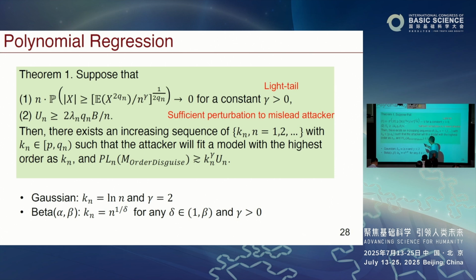But the main message is that if the tail of x is not too heavy, and the utility loss is not too small, then we can guarantee the privacy level to be a power of Kn, where Kn is increasing to infinity, times Un. Therefore, this story is quite promising. Why? Because you see, for a given utility level, there is a multiplier of Kn to some power gamma. Therefore, with this going to infinity, you can make the attacker suffer tremendously, with your order disguise mechanism.